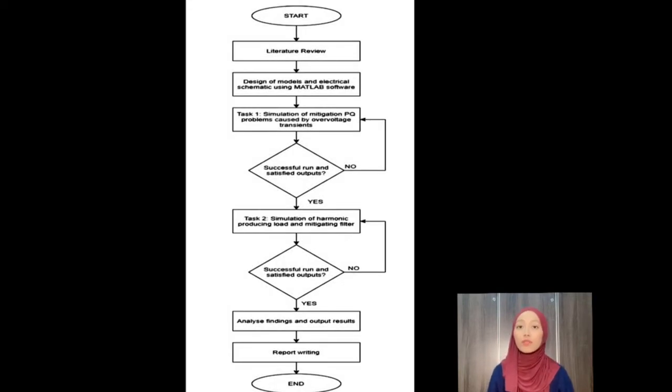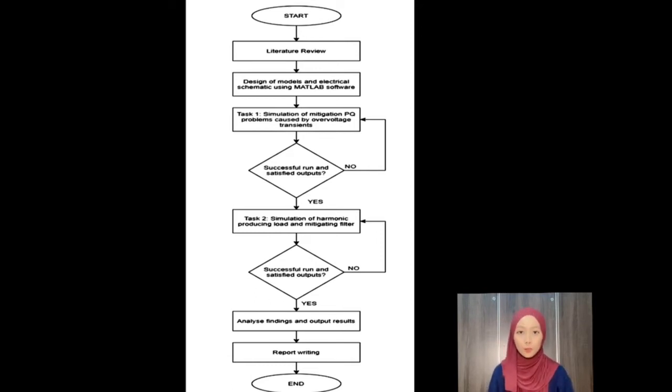Based on the flowchart, we started by searching for references related to the project. Then we designed the model and electrical schematic using MATLAB software. For task 1, we simulate the mitigation of the power quality problem caused by overvoltage transient and proceed to task 2. But if the desired output is not satisfied, troubleshooting needs to be done by checking the input parameters.